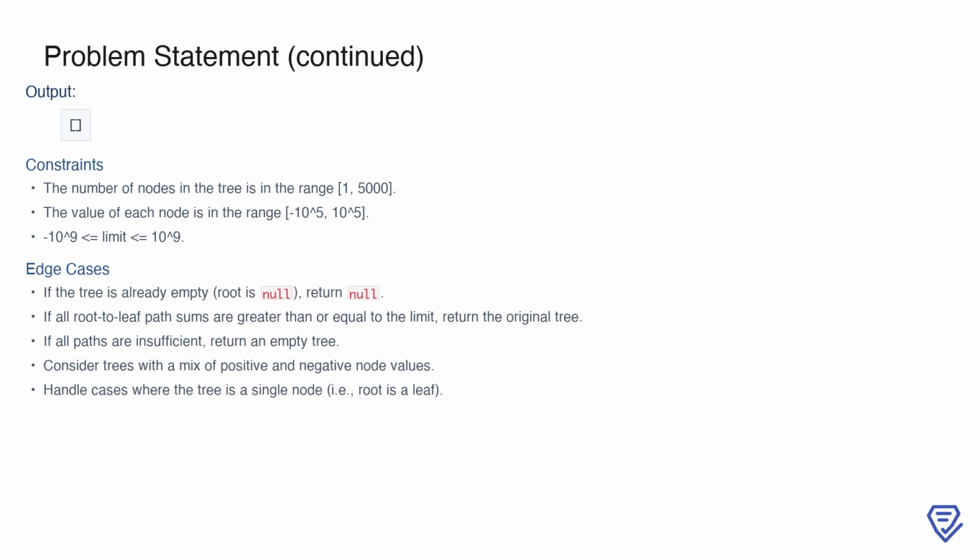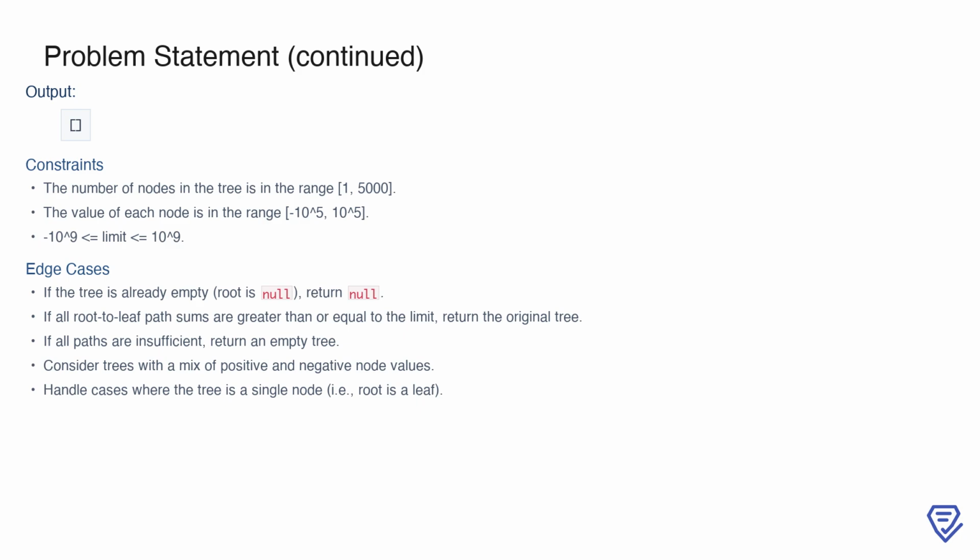This happens because all paths in the original tree were insufficient, meaning their sums were strictly less than the given limit. To summarize, the problem challenges us to carefully evaluate each root-to-leaf path and prune nodes that do not contribute to valid paths. The constraints of the problem ensure that the tree can have up to 5,000 nodes, with node values ranging from -10 to the power of 5 to 10 to the power of 5, and the limit varying between -10 to the power of 9 and 10 to the power of 9.